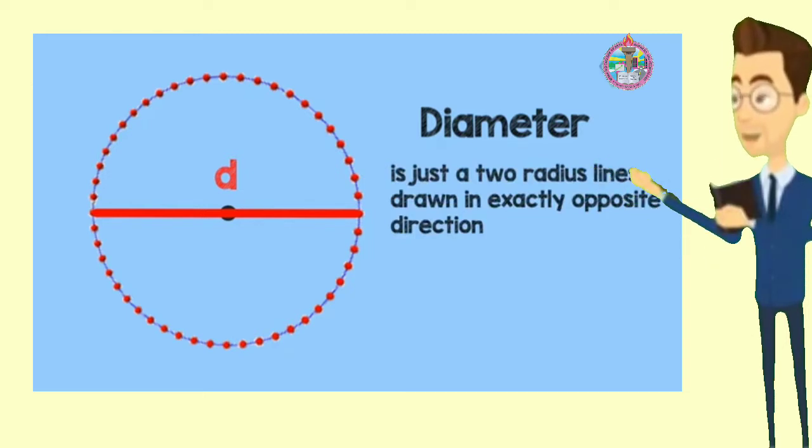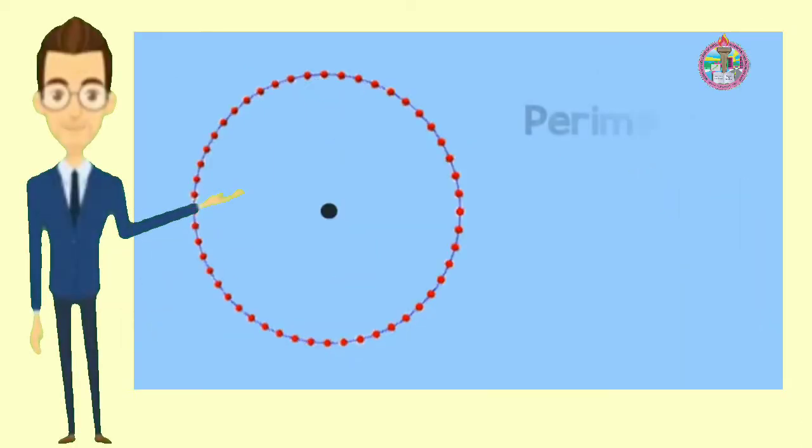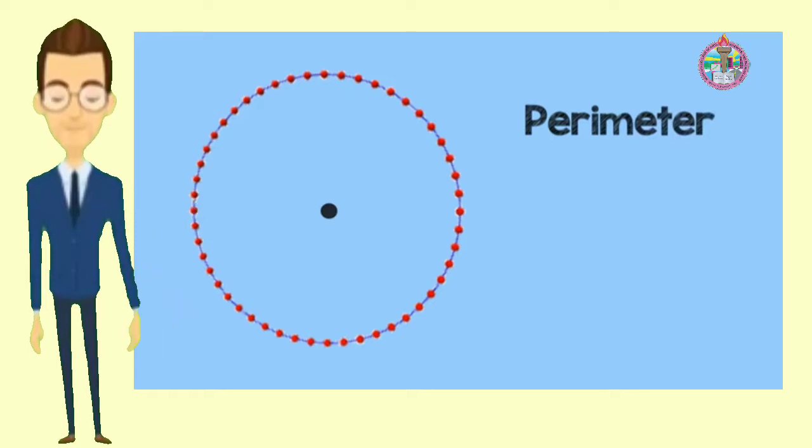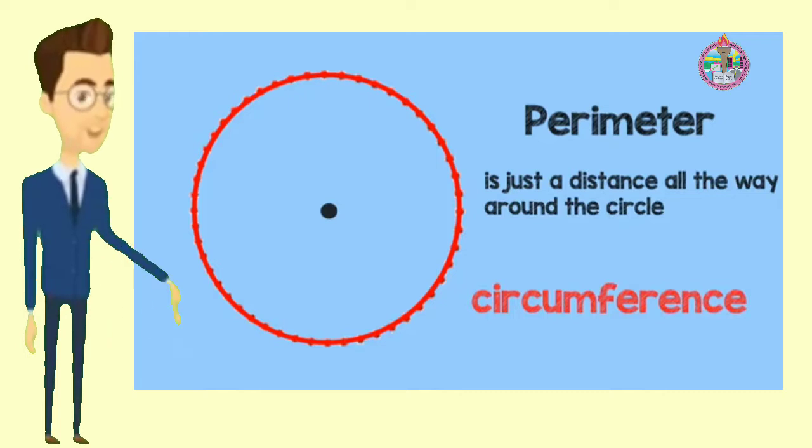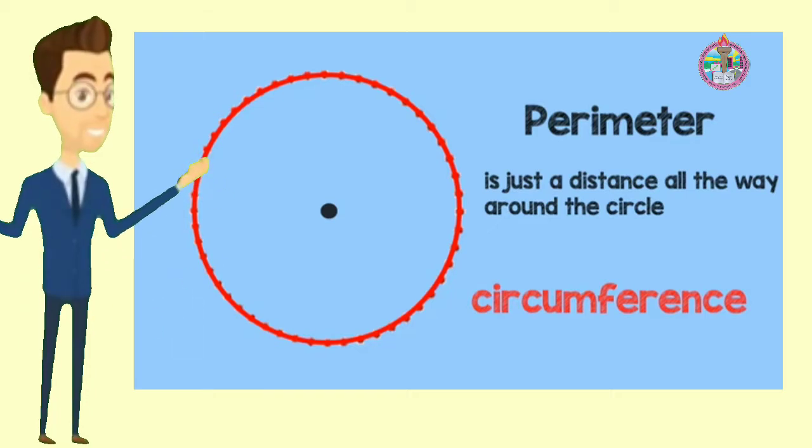Also remember that all the equidistant points we drew, if we combine it, will form the perimeter of a circle. So what is perimeter? Perimeter is just a distance all the way around the circle. The perimeter of a circle has a special name. It is called the circumference. So basically, circumference of a circle is just the distance of all points all the way around the circle. You need to remember all of the parts of the circle because we need it in solving the circumference and the area of the circle. Yes, you've heard it right.